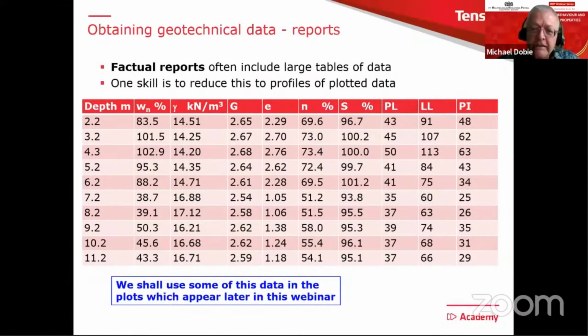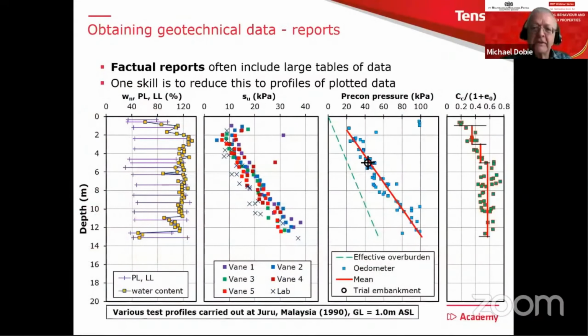So to give you an idea, something like this. This is a very nice series of profiles of properties for a Holocene marine clay. There are 4 of them there: the Atterberg limits and water content, then undrained shear strength, pre-consolidation pressure, and compressibility.